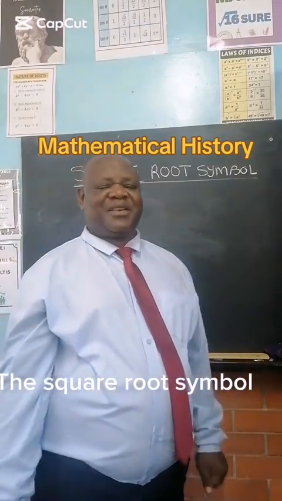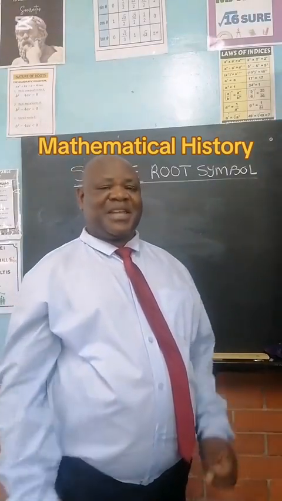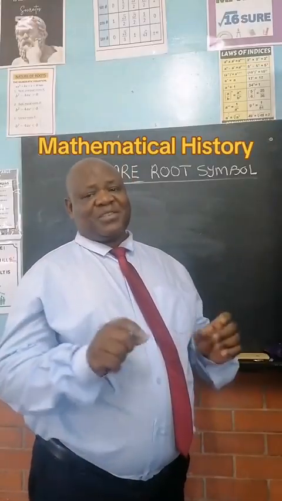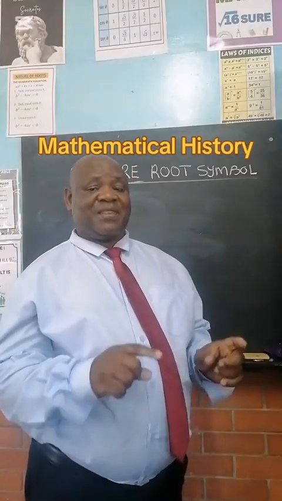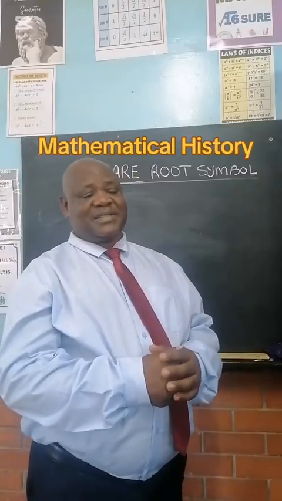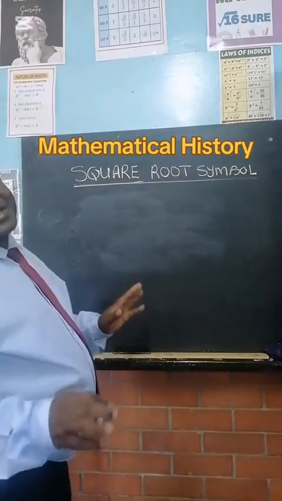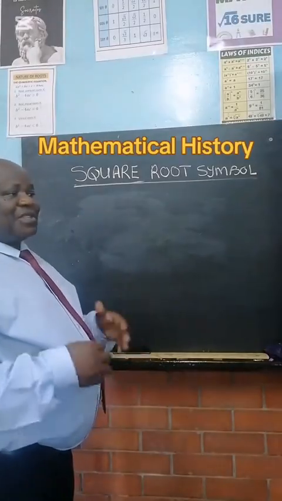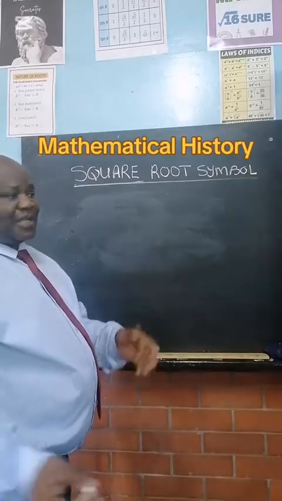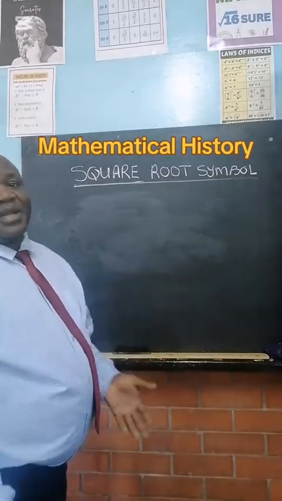Good day, everyone. A bit of some history today. How did the square root symbol that we use today evolve in the history of mathematics? Before the introduction of any symbol, they used to refer to the square root of 25, for example, as just the square root of 25 in words.